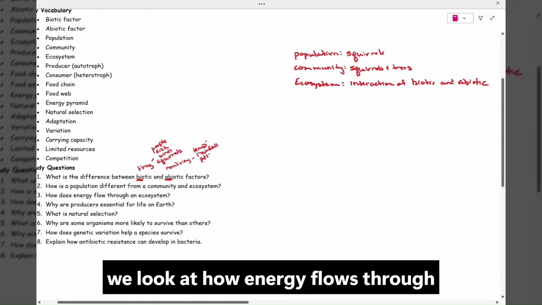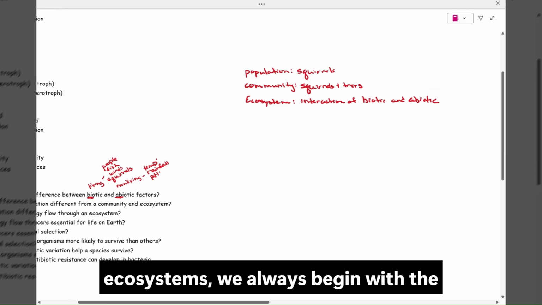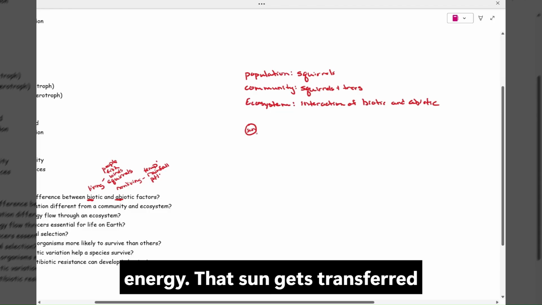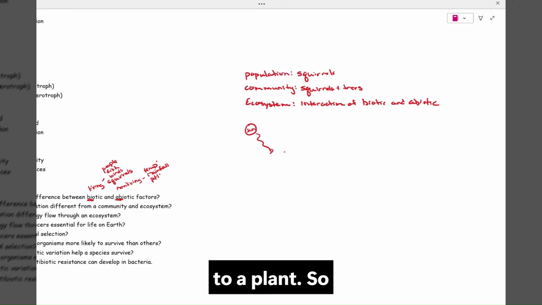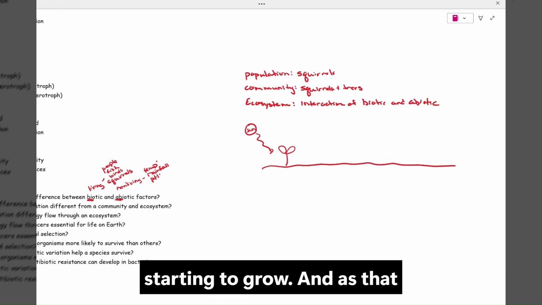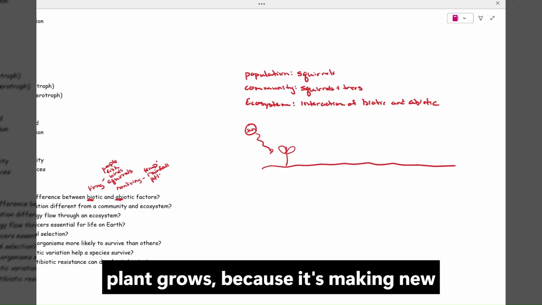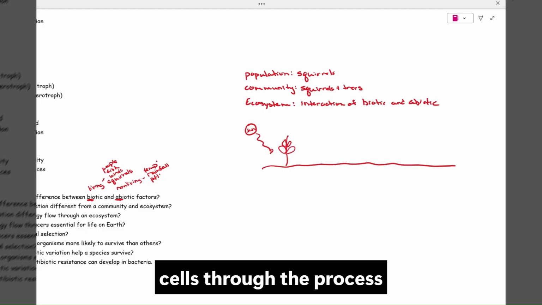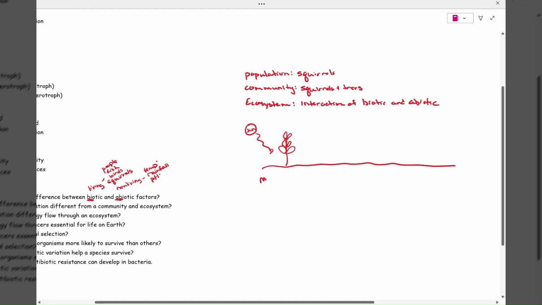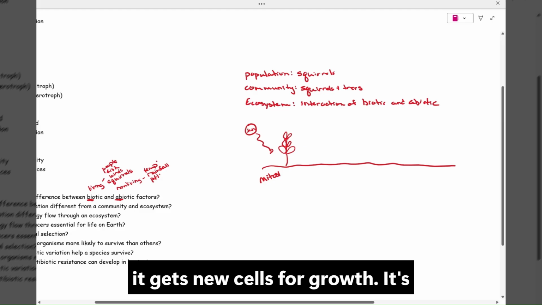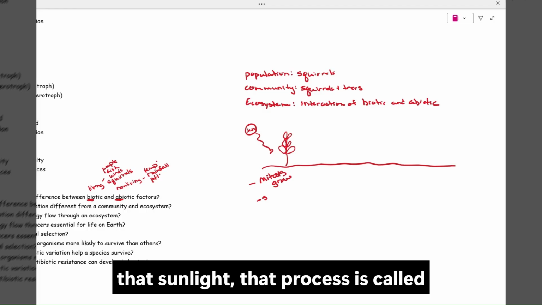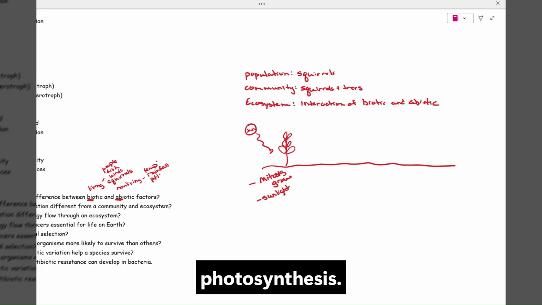When we look at how energy flows through ecosystems, right, we always begin with the sun. That is the primary source of all energy. That sun gets transferred to a plant. Right, so maybe that's our little oak tree that's starting to grow. All right, and as that plant grows, because it's making new cells through the process of mitosis, right, it gets new cells for growth. It's capturing sunlight, and when it captures that sunlight, that process is called photosynthesis.